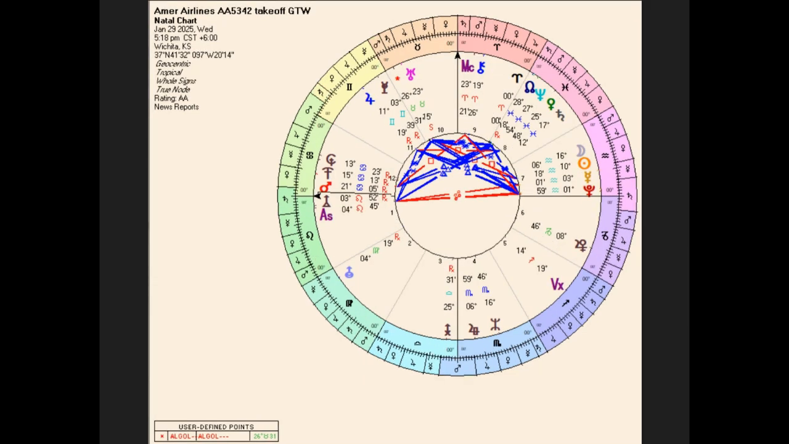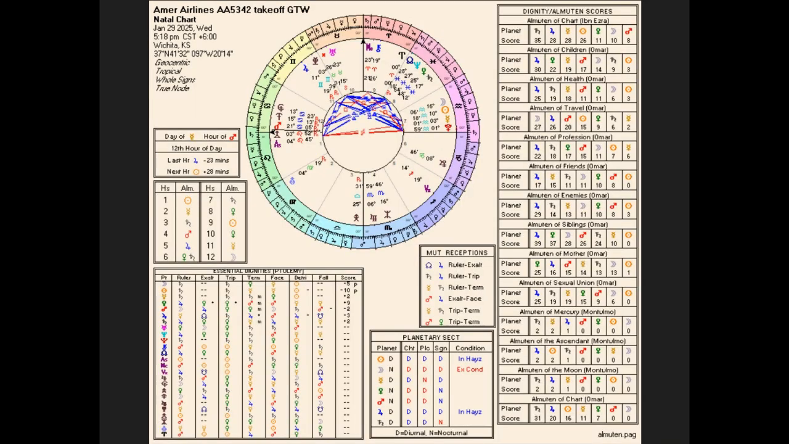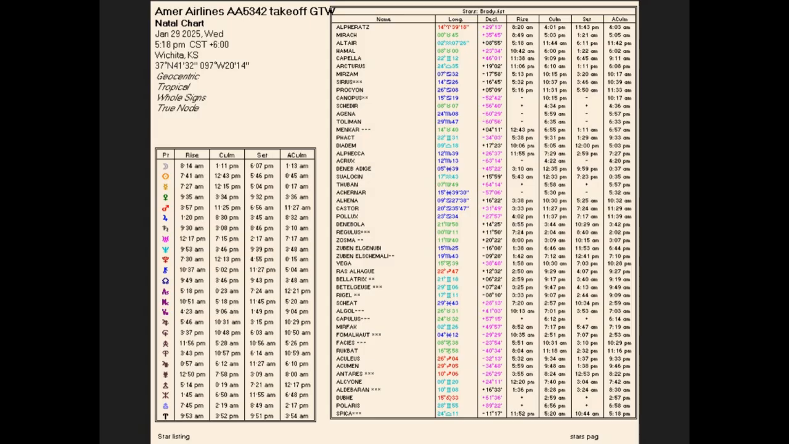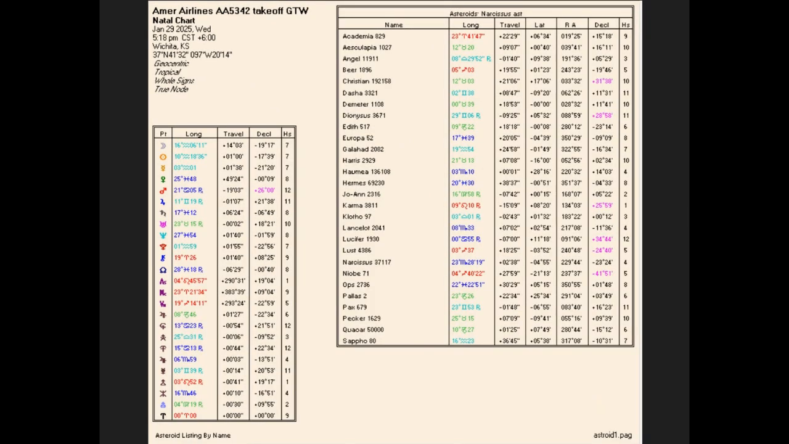Here is the whole sign chart for those of you who prefer to use whole sign. We have some more information here that you can look at by pausing the video. I have the fixed stars and some of the asteroids that are involved in this chart with their positions, latitudes, right ascension, declination, etc.